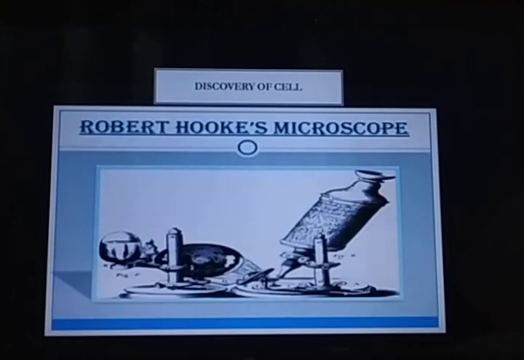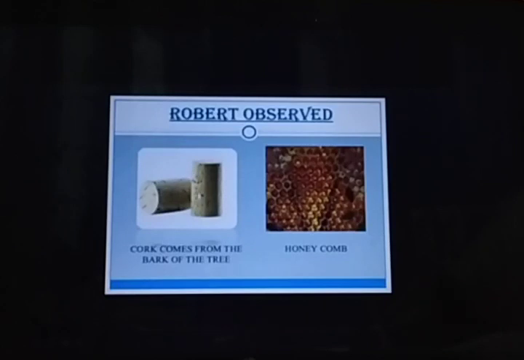Robert Hooke was not that well known at that time. He was an upcoming scientist, only 26 years old. So Robert Hooke designed a microscope that you can see on the screen. He took a cork. Now what is cork? Cork is this kind of thing. You would have seen it in TV commercials. Champagne bottles are closed by this cork. This cork is obtained from the bark of the tree. Bark means chhal, ped ki chhal. So from that the cork is obtained.